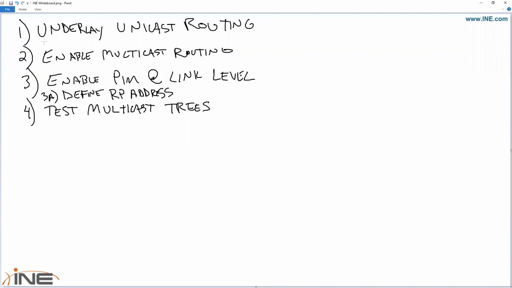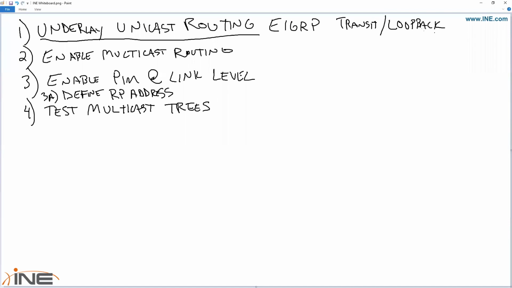Okay, so we said the first step was underlay unicast routing, which in this case we used EIGRP. And we advertised both the transit interfaces and the loopback interfaces because we were using the loopback interface as the rendezvous point address. Okay, but if you don't advertise the loopback interface into the IGP and then you use that as the rendezvous point address, then you won't be able to build the multicast trees.